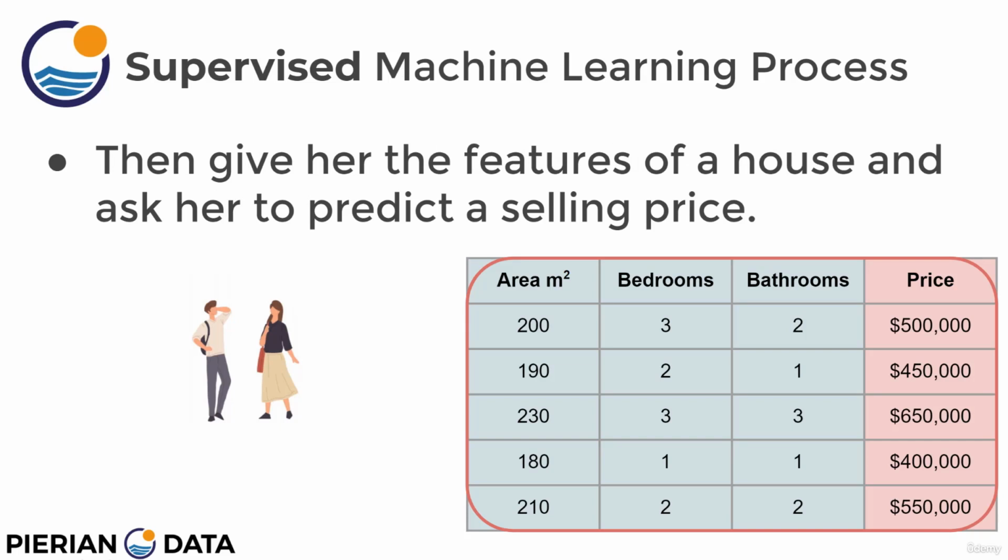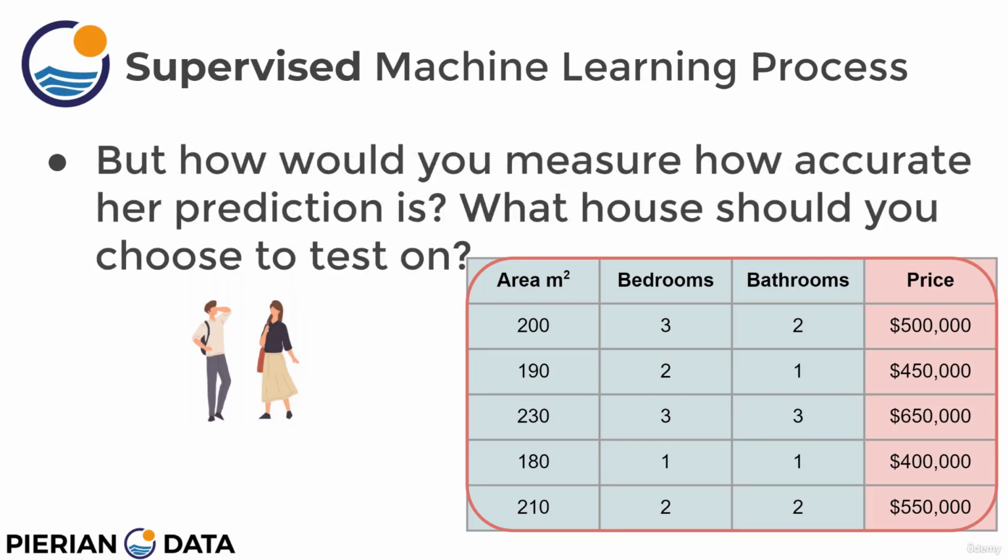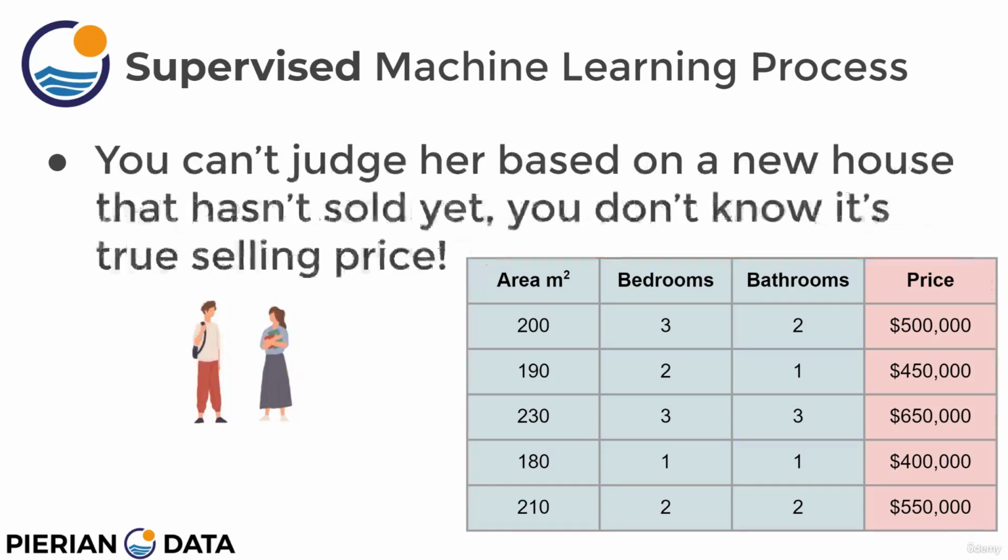After giving her the features of the house, we want to ask her to predict that selling price. But the problem is, how do we actually measure how accurate her prediction is? And what house should we choose to test her on? Unfortunately, we can't actually judge her based off the brand new house because it hasn't sold yet. We don't actually know what the correct true selling price is. And it's not going to be very useful to us if we judge her performance after we sell this new house, because then what was the point of actually having her help to begin with? So we want to be able to judge her performance before we decide on a price for that new house.